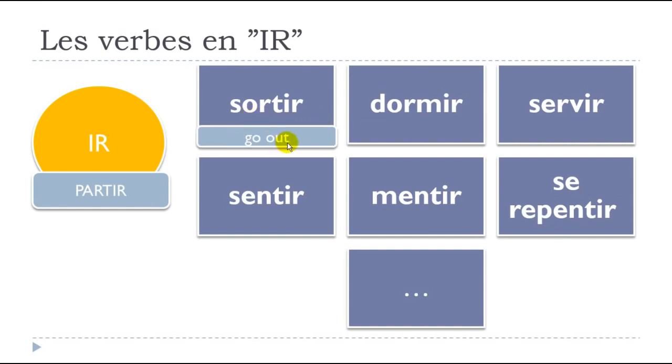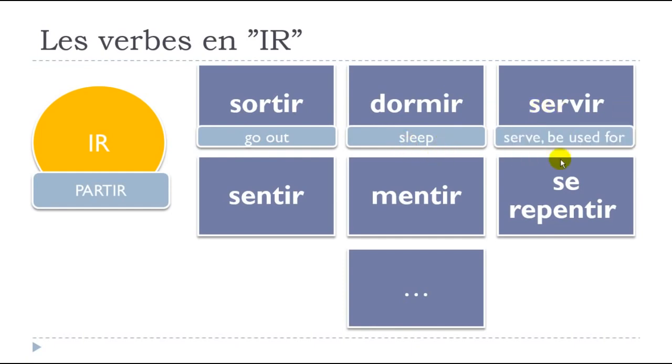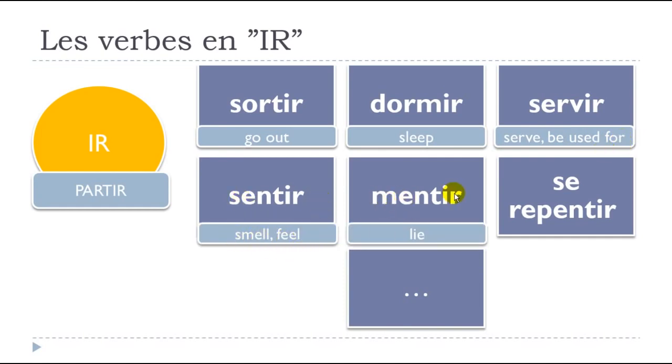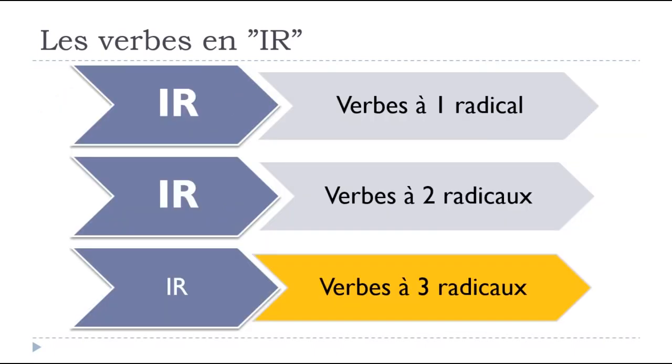Sortir means to go out, dormir, sleep, servir, serve or be used for, sentir, smell, feel, mentir, lie, se repentir, express remorse. Okay, so keep in mind that these verbs will actually be conjugated like partir. Okay, and last but not least, don't be afraid.